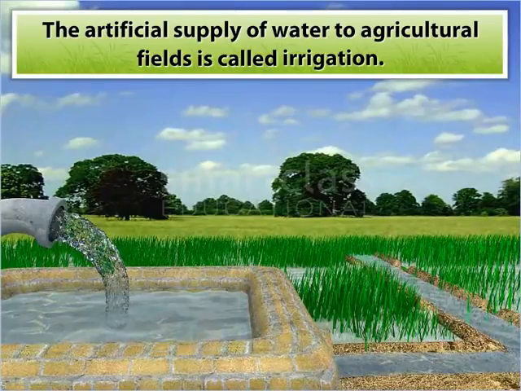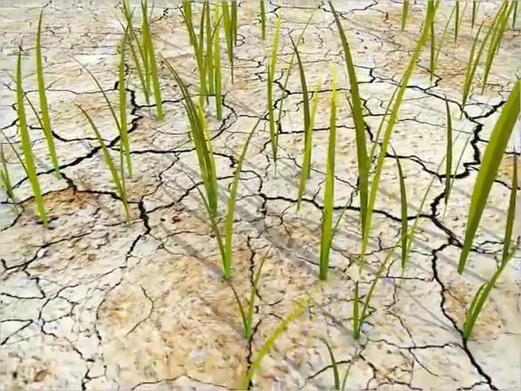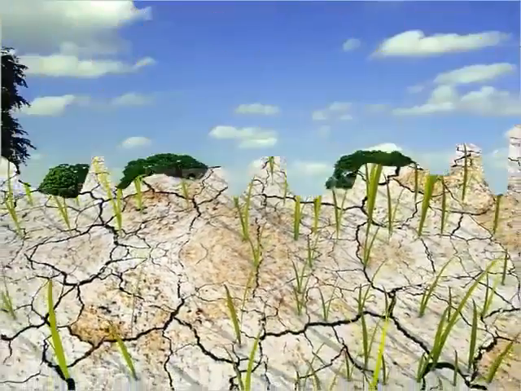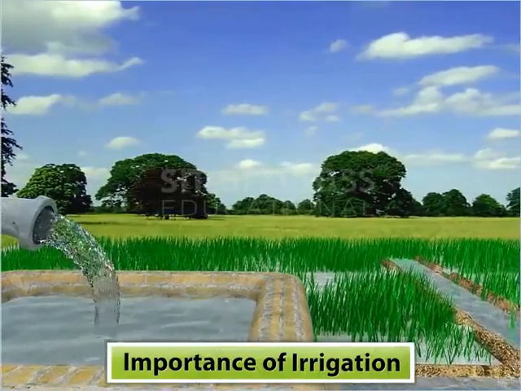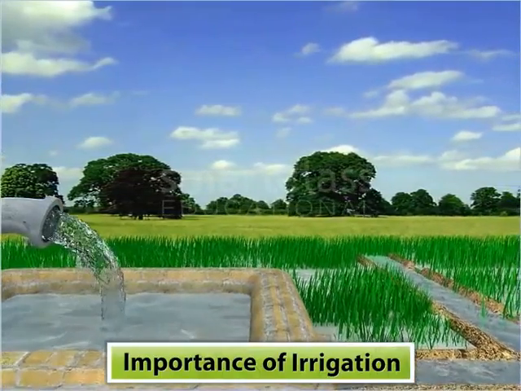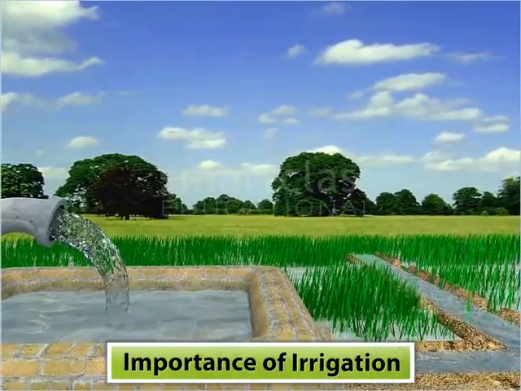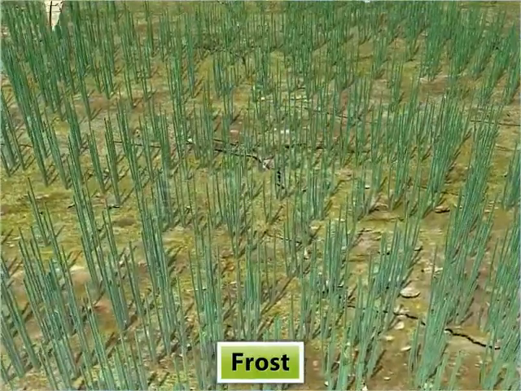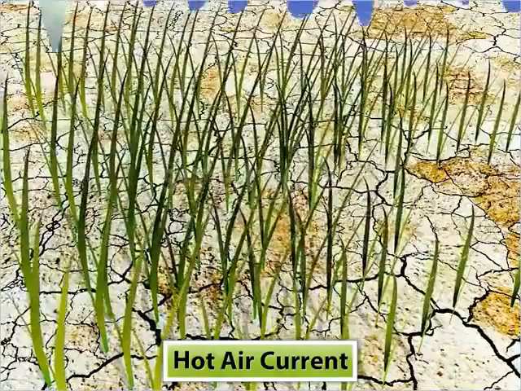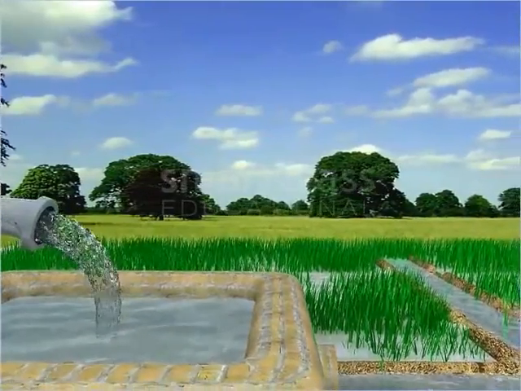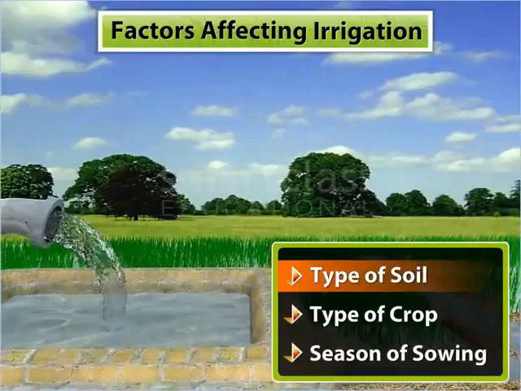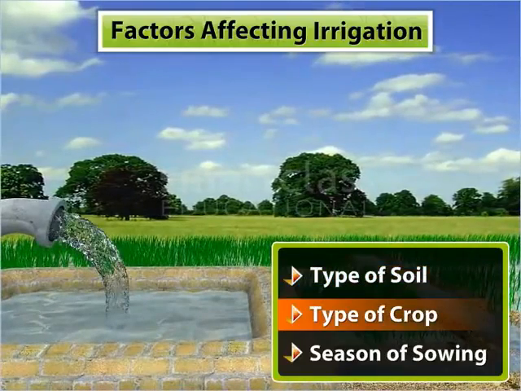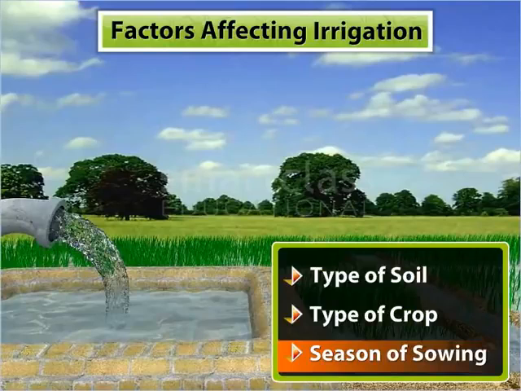Before learning about these methods, let us find out how irrigation is important for crop production. In the absence of rainfall, irrigation maintains the minimum amount of moisture required for crop production. It maintains proper growth of crops and helps to protect them against frost and hot air currents. The duration, time gap and amount of irrigation are determined by the type of soil and crop and also the season in which a crop is sown.